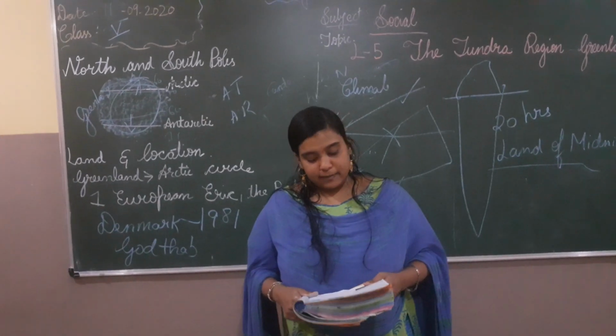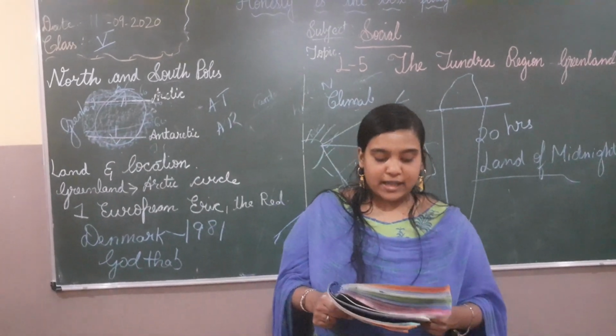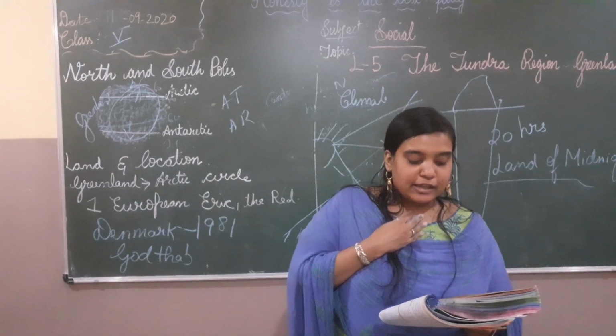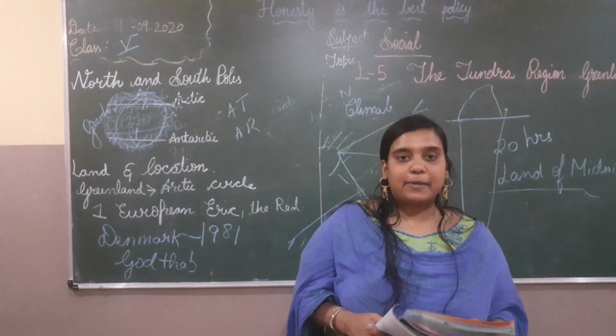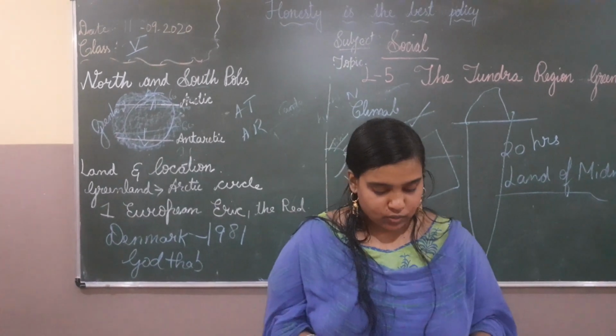People prefer to call their island Kalaallit Nunaat, which means our land, in their Inuit language. Greenland's capital is Nuuk, N-U-U-K, Nuuk.